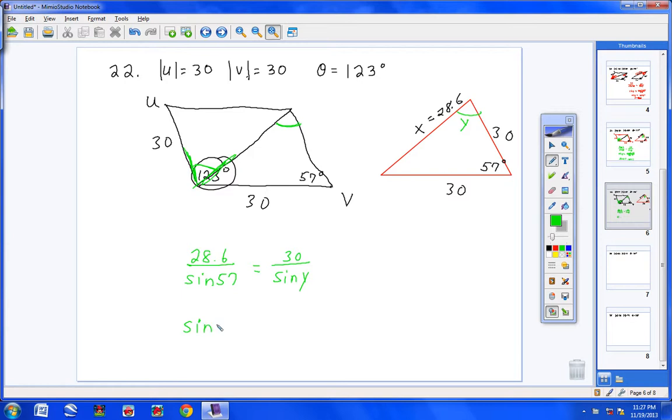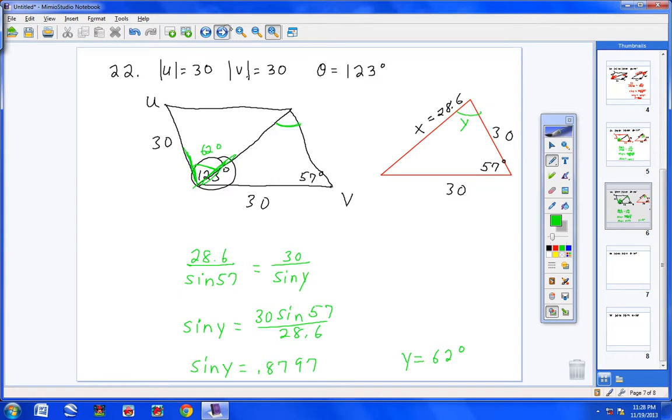Okay, let's cross multiply and divide. If you do that correctly, you will end up with the sine of y equals 30 sine 57 divided by 28.6, which would give us, let me grab my calculator, 30 sine 57 divided by 28.6, and we will get 0.879724372. Inverse sine of that decimal number, and we're going to get 62 degrees. So y equals 62 degrees. So there we go. This angle right here is 62 degrees.